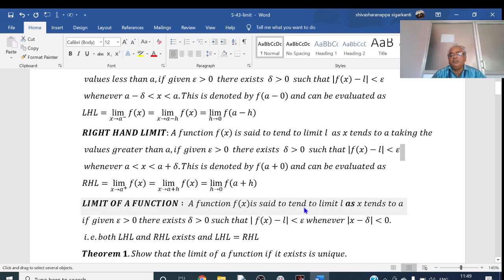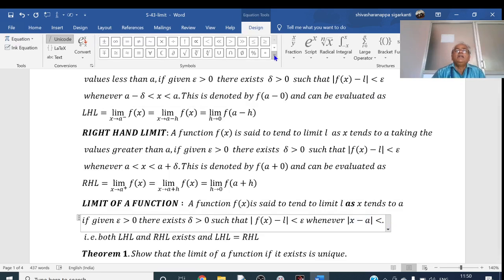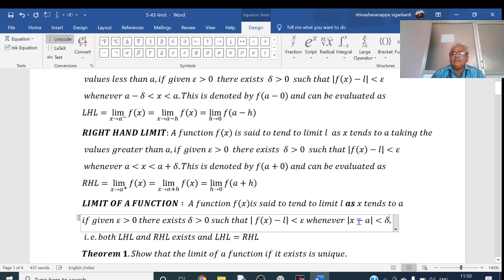That is, a function f of x is said to tend to limit L as x tends to a, given epsilon greater than 0, there exists delta greater than 0, such that mod of f of x minus L is less than epsilon whenever mod of x minus a is less than delta. Okay, sorry, this is x minus a is less than delta. So that is, here x lies between a minus delta and a plus delta.